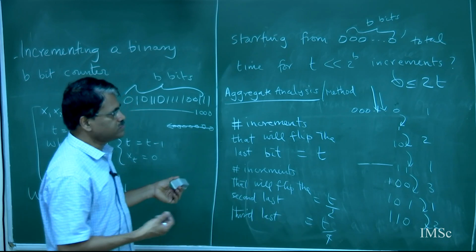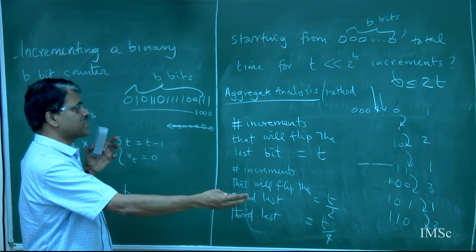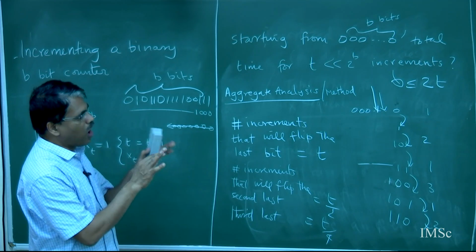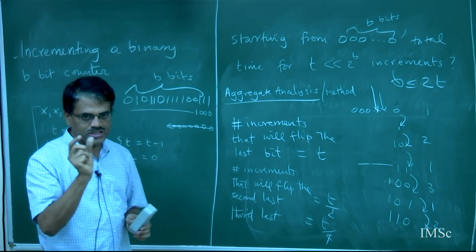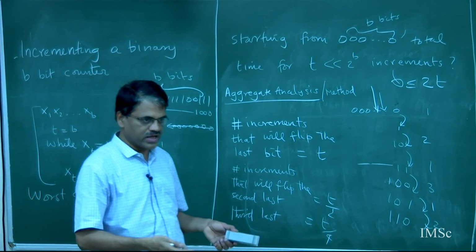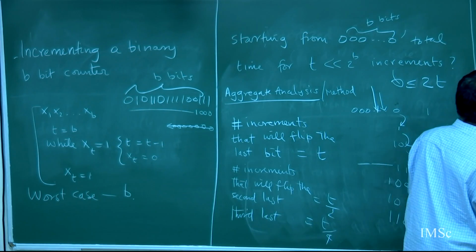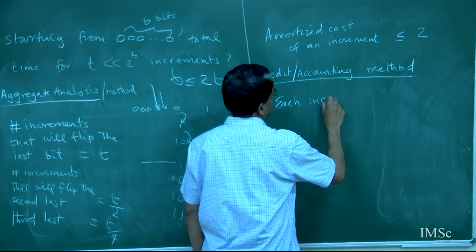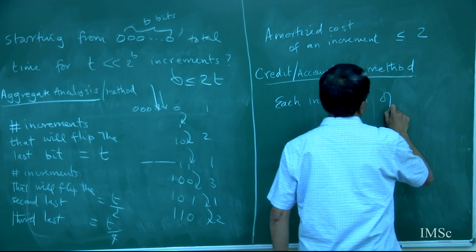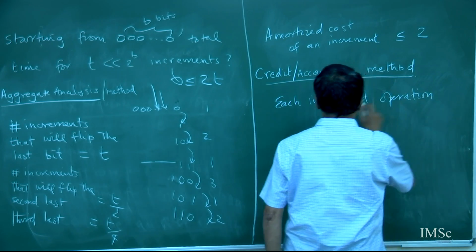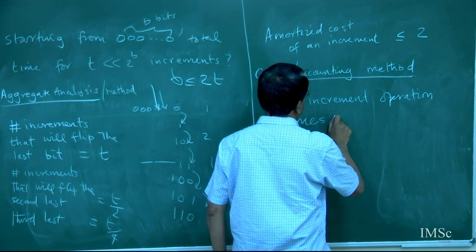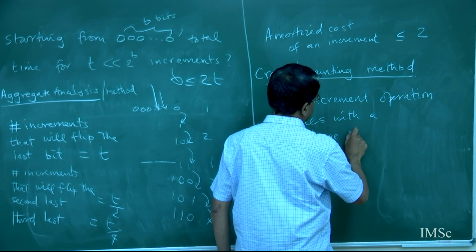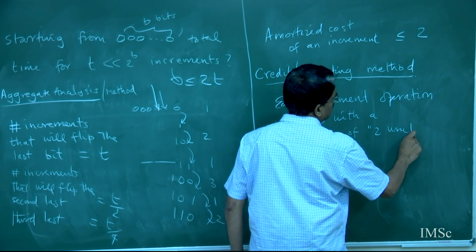So this idea of putting the extra in the data structure is this credit method. Where do I put it, how do I put it, and how do I come up with this credit charge per operation is again the more interesting, challenging task. So let's say I give each increment operation a charge of 2 units, whatever our measure of cost is.